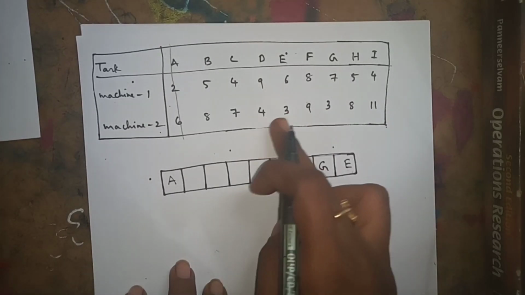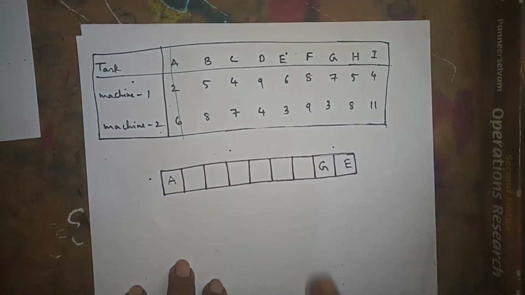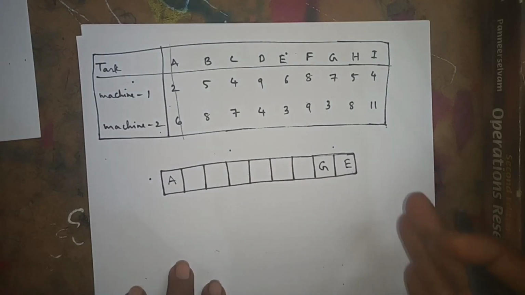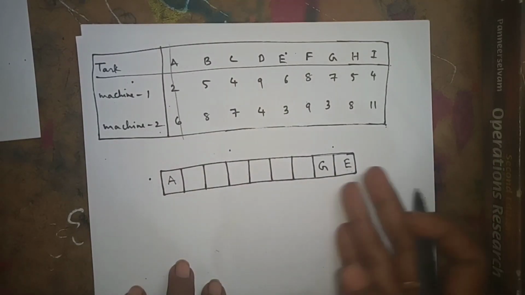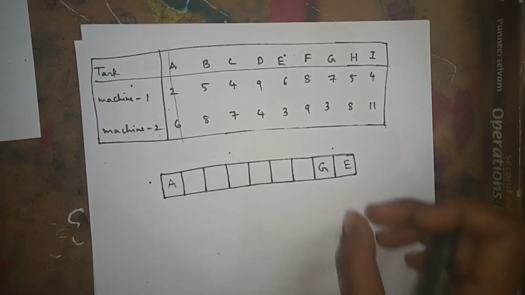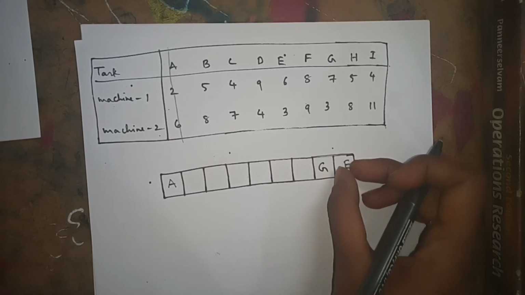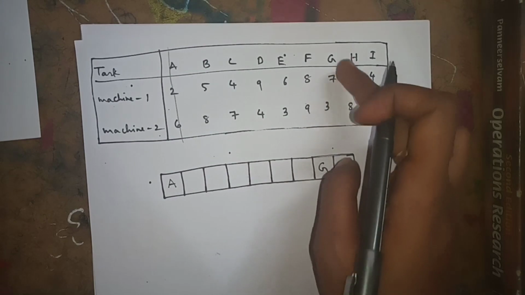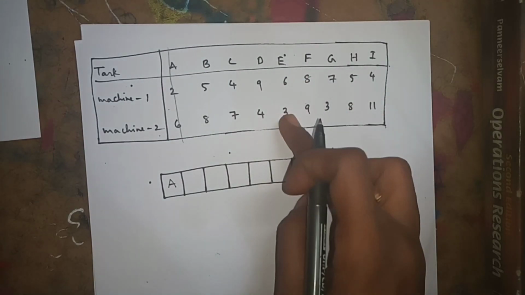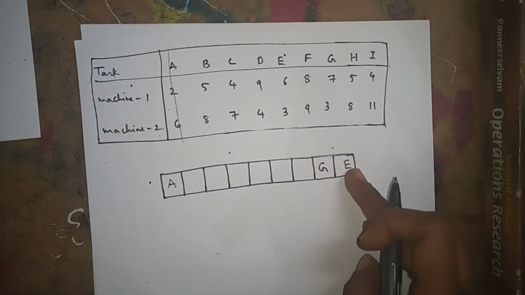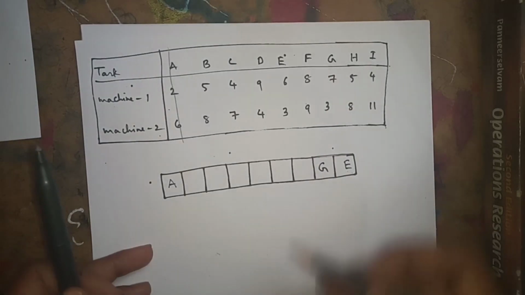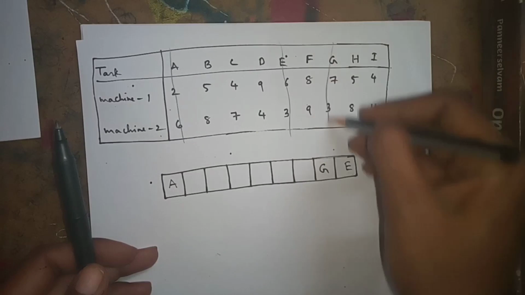Like that, the next most minimum is 3. That's why, 3 lies on machine 2, we have to write from right to left. If only one value is there, we write it on this side. If 2 values or 3 values occur, you have to see the above values. The minimum is 6, above 3, 6 is there. That's why first 3, the next G. Therefore, task E is over, task G is also over.